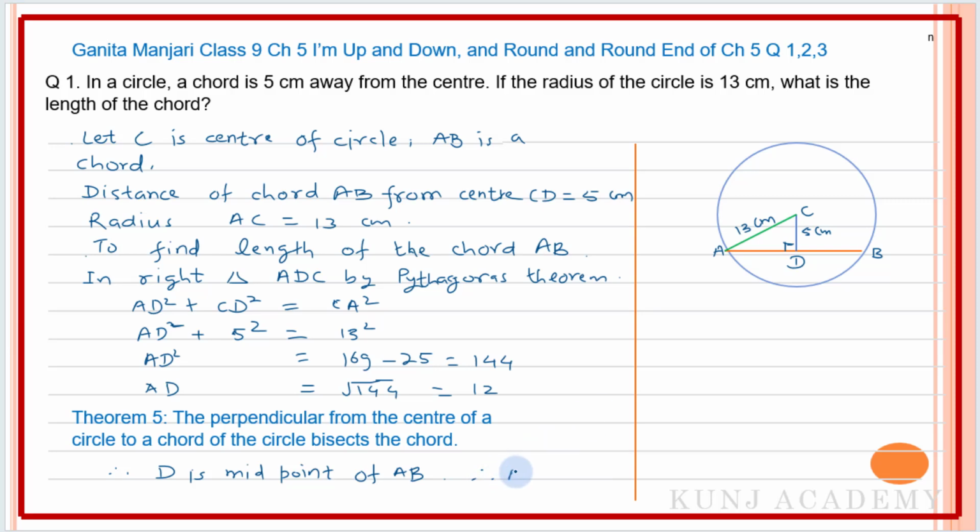Therefore AB is twice AD, which is equal to 2 into AD, which is 12, equal to 24. Answer: length of the chord is 24 cm.